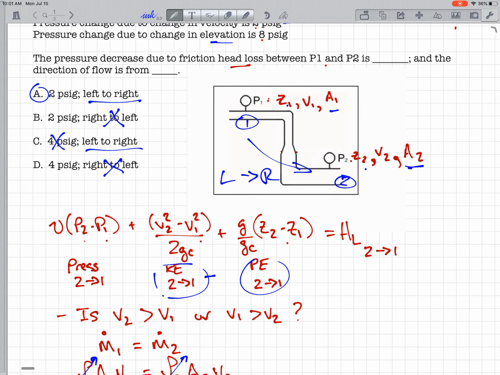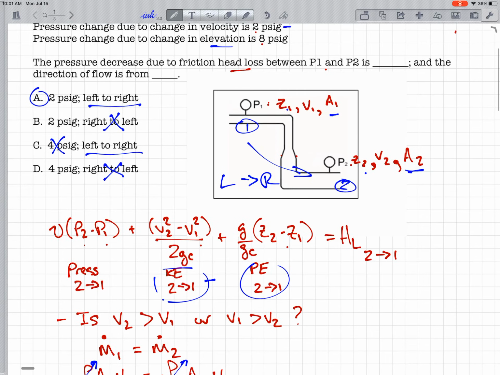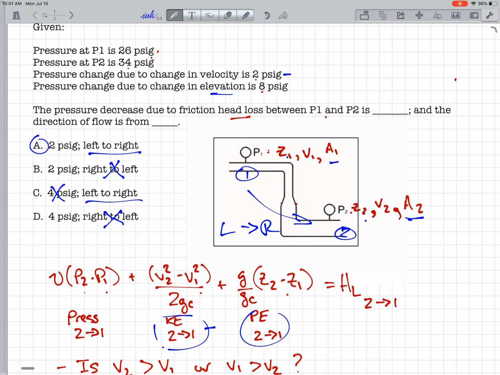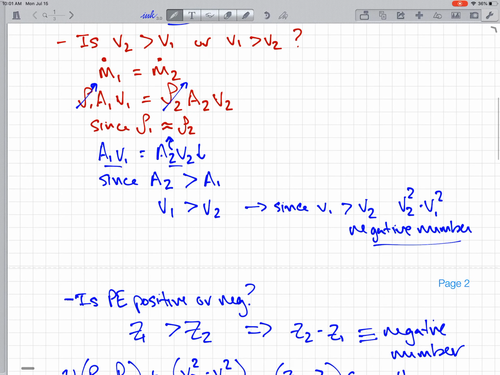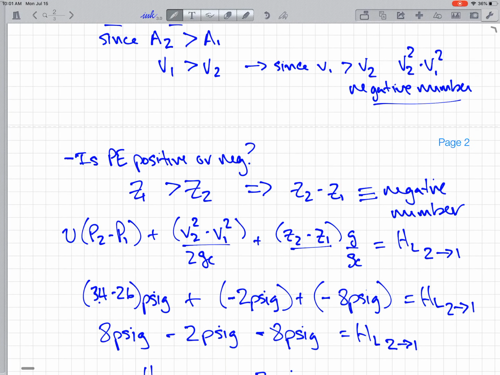So the correct answer is A. The pressure decrease due to friction head loss between P1 and P2 is 2 psig, and the direction of flow is from left to right. That is our answer. We've checked it, we've reread it, we were careful, and we made sense of all of our equations. We just didn't scribble down some gobbledygook.